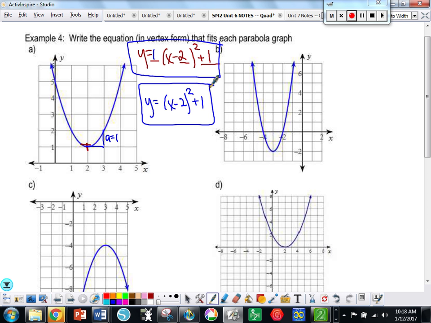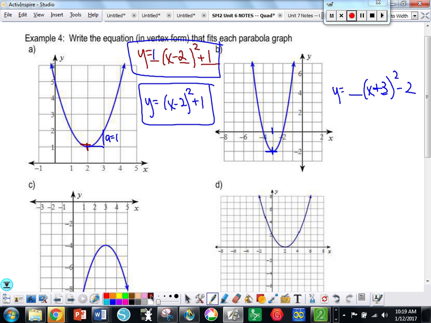Let's do it again. Part B. Y equals something, x minus something squared plus something. What is the vertex? The vertex happens at negative 3, right? So this would be a minus 3, which would become a plus 3. And then negative 2. So instead of a plus right here, I'm going to need a what? A minus. Good. Negative 2. Questions with that?